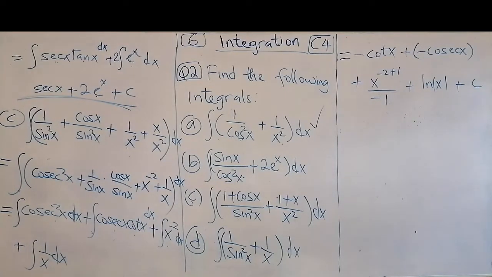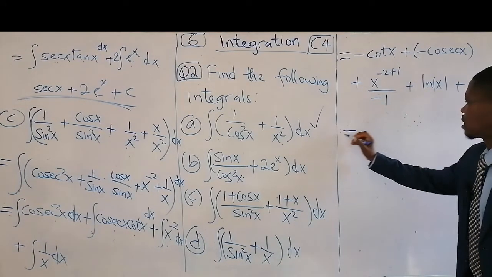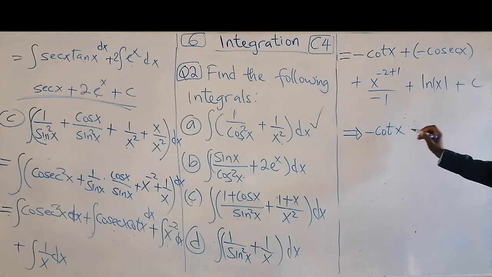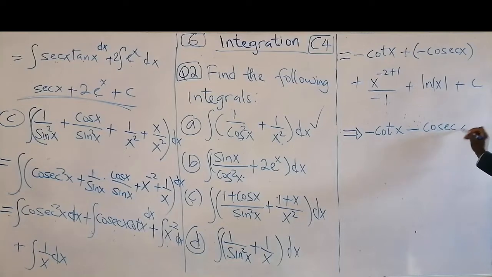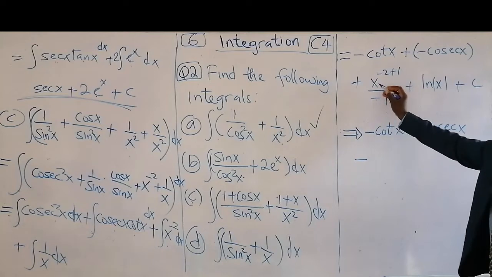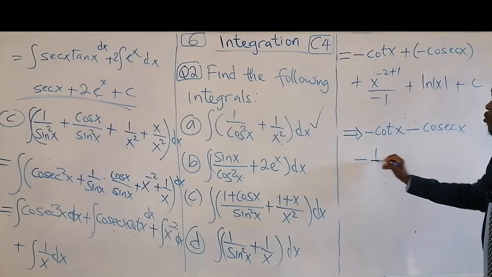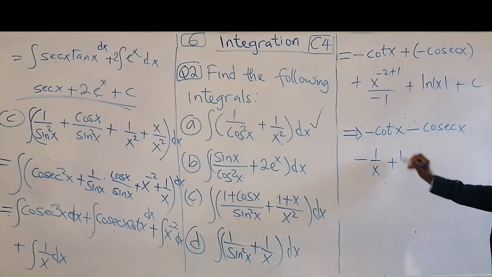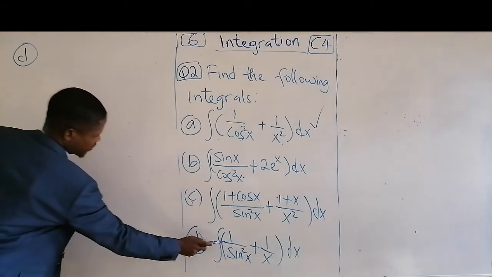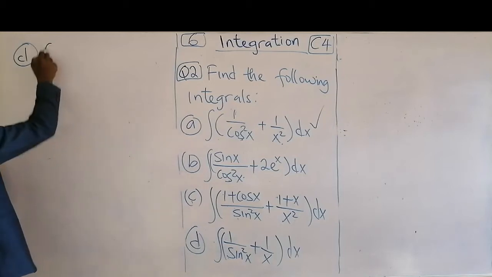So let's do the final algebra. The final answer will be minus cot x, minus cosec x, and then minus x to the power minus 1, which is 1 over x, and then plus ln x plus c. So that's that on that question, and that will take us to the D part now. The integral of 1 over sine square x, that will be what?